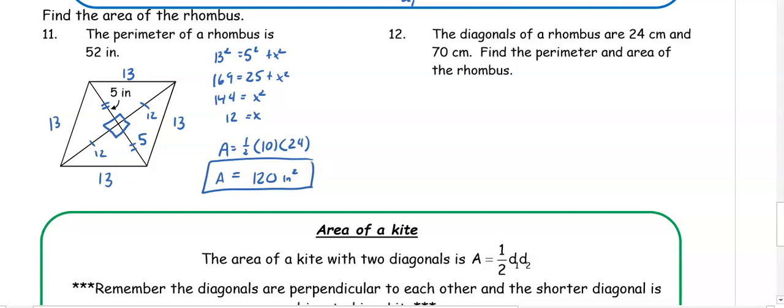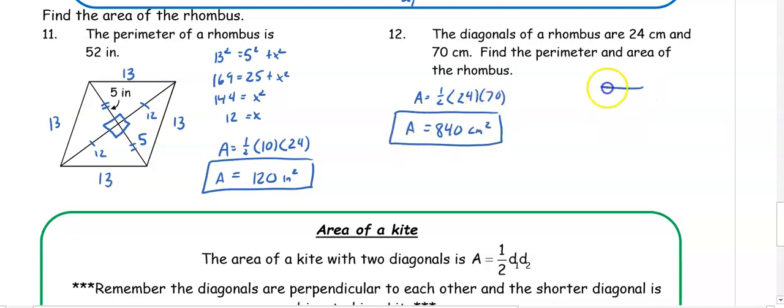In number 12, the diagonal of a rhombus is 24 and 70 centimeters. Find the perimeter and the area. So the area is easy because we already know our diagonals. So it's 1/2 times 24 times 70. So when we do that, we get 840 centimeters squared for our area.